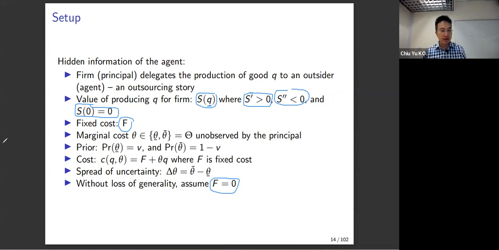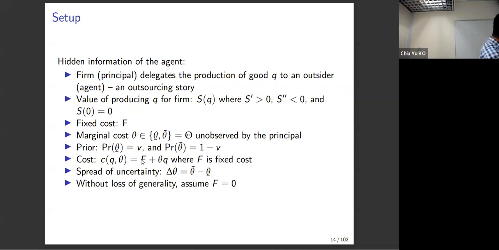So this is the setup, and the notation is the same as the book. That's why it may not be very natural, but this is what the book uses, so I use it to make it easier for you to read the book.